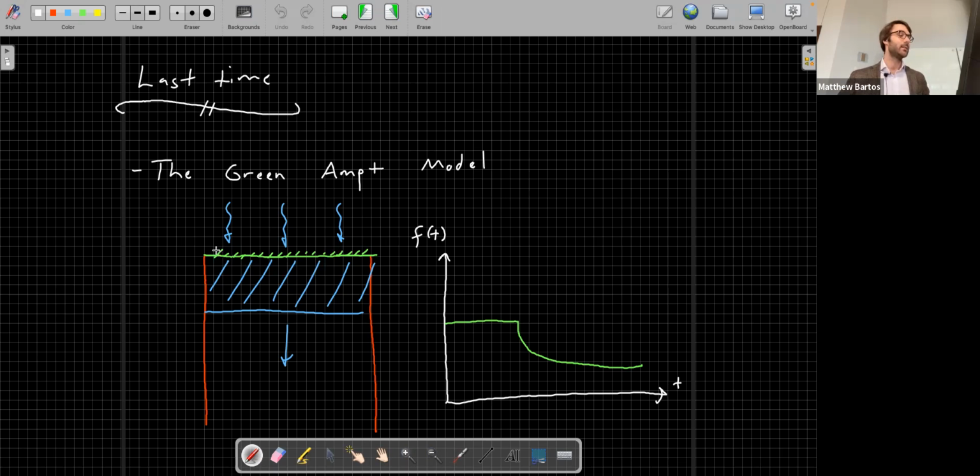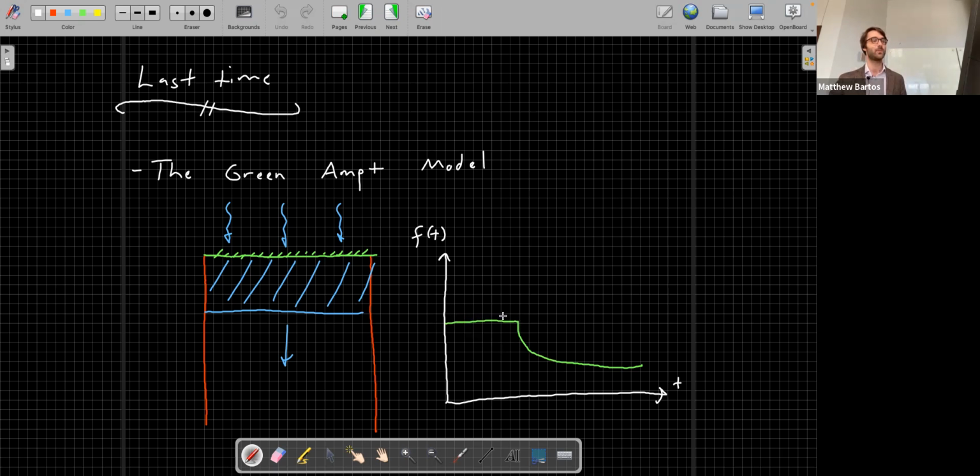And you begin to create a sharp wetting front at the top of the soil that moves downward over time. In the Green-Ampt model, it's assumed that everything above the wetting front is completely saturated, and everything below the wetting front has the initial soil moisture content, which we call theta naught. As that wetting front moves down, the infiltration capacity of the soil decreases, and so you'll get an infiltration rate curve that looks something like this.